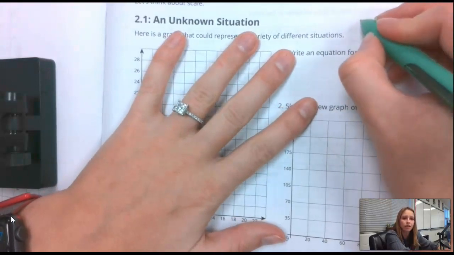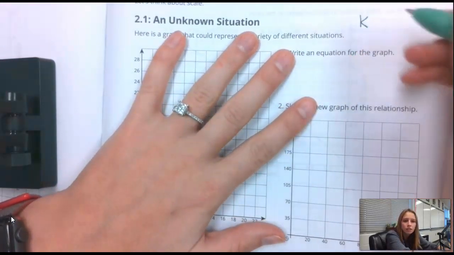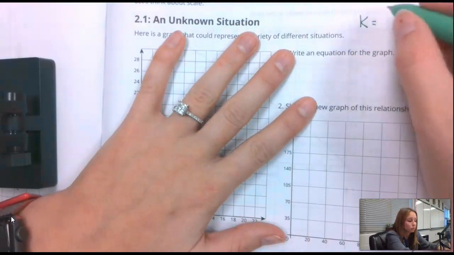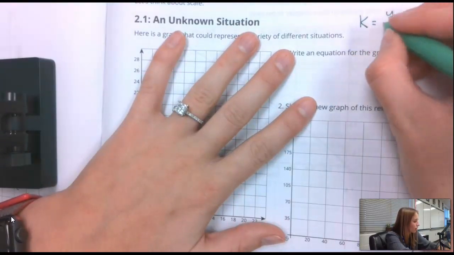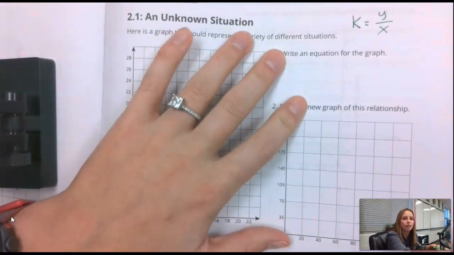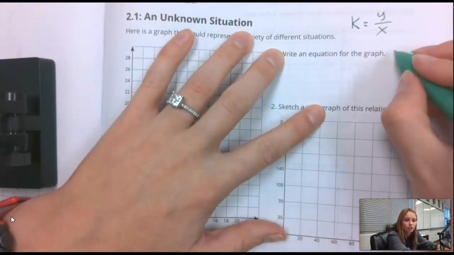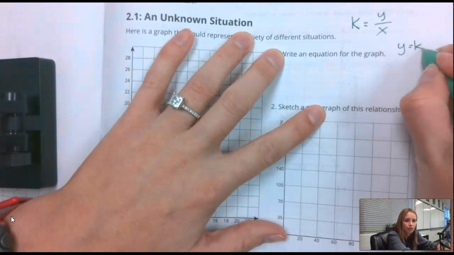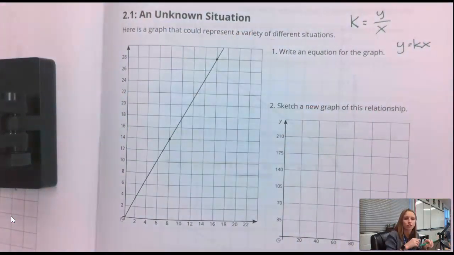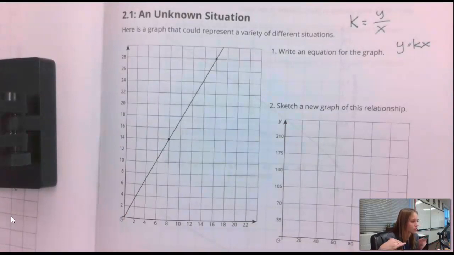So, once again, our constant would be represented with our y over x. And then our equation for a constant of proportionality would be y equals kx. So those two things we should have gone over yesterday, and so just a refresher here.